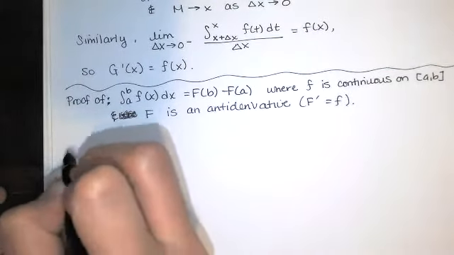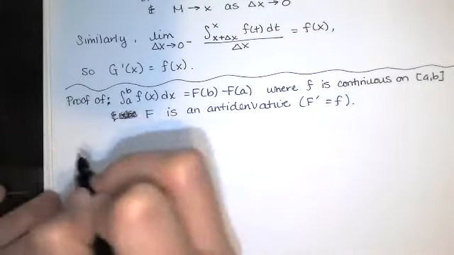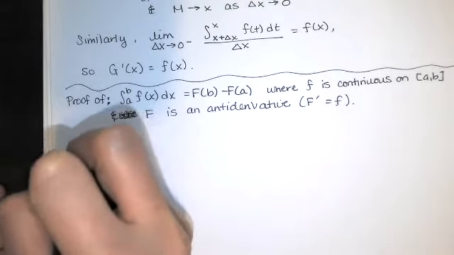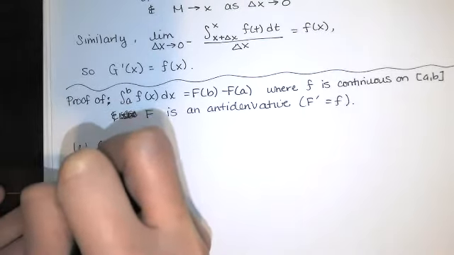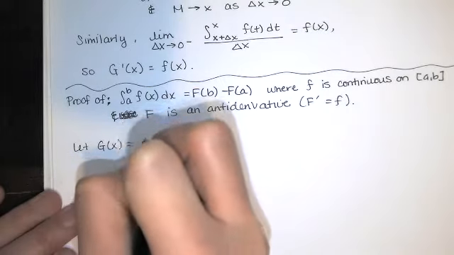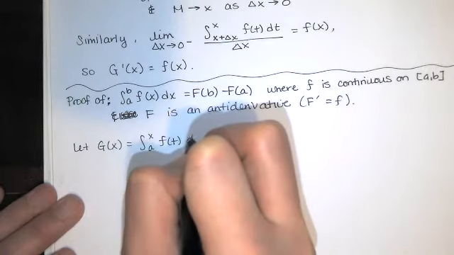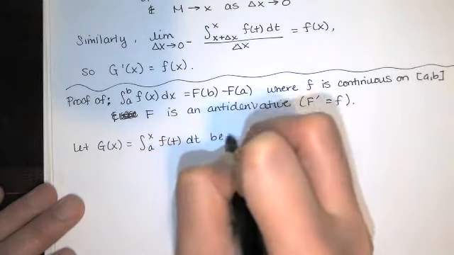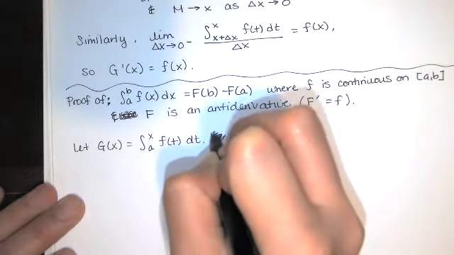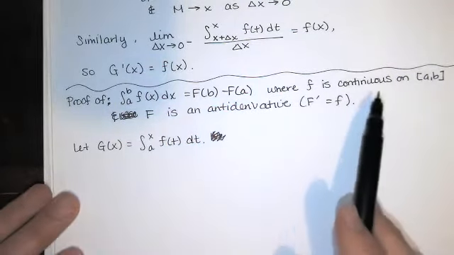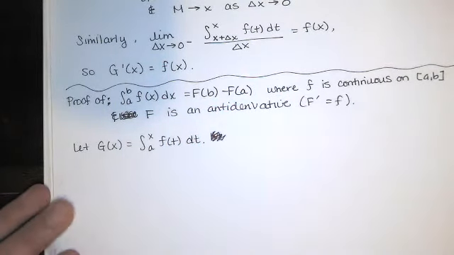So if g is one antiderivative of f, we've got the integral from a to x of f of t dt. So let's let g be that. And we're assuming that f is continuous.